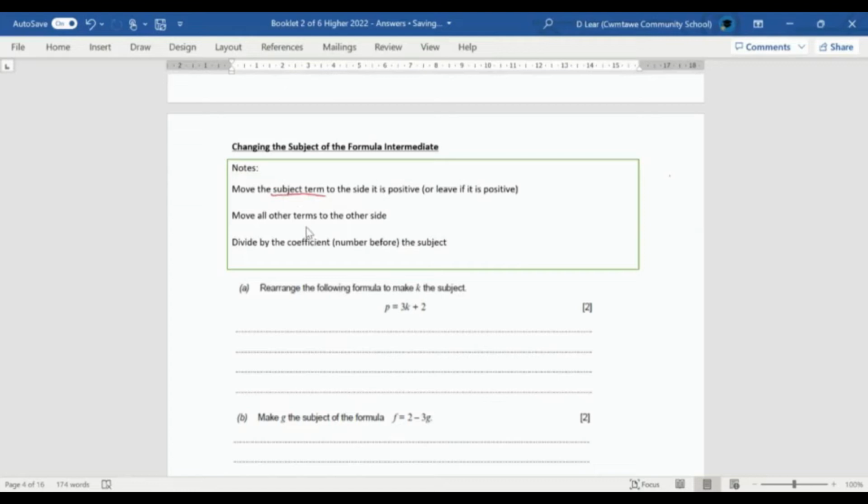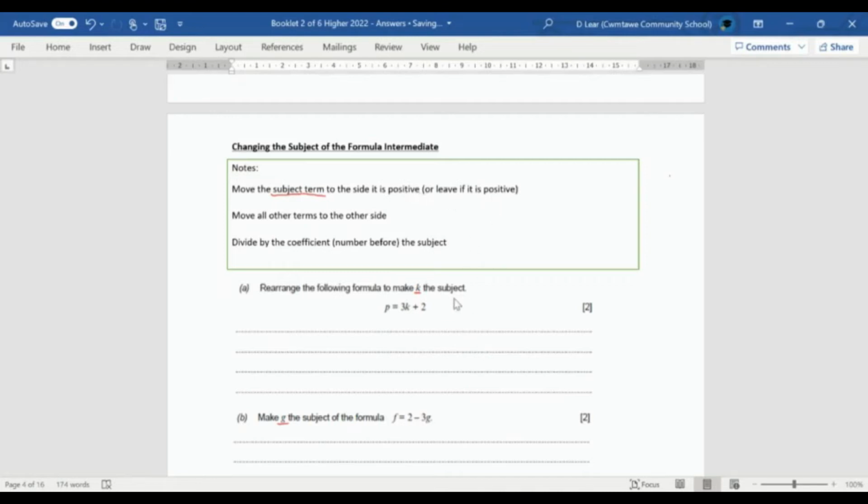So this is changing the subject of the formula. In other words, okay, right, let me explain what that is. I don't think I've ever done that to you. If you look at A here, at the moment, we would call P the subject because it's P equals, or in the second one, F is currently the subject. To change the subject would make another letter be equals to something. So in the first question, I want not P equals, I want to change it, move things around with algebra so that K equals, or here, I want to make G the subject of the formula. So we're going to move the subject term to the side it's positive, or if it's already positive, leave it in its current position.